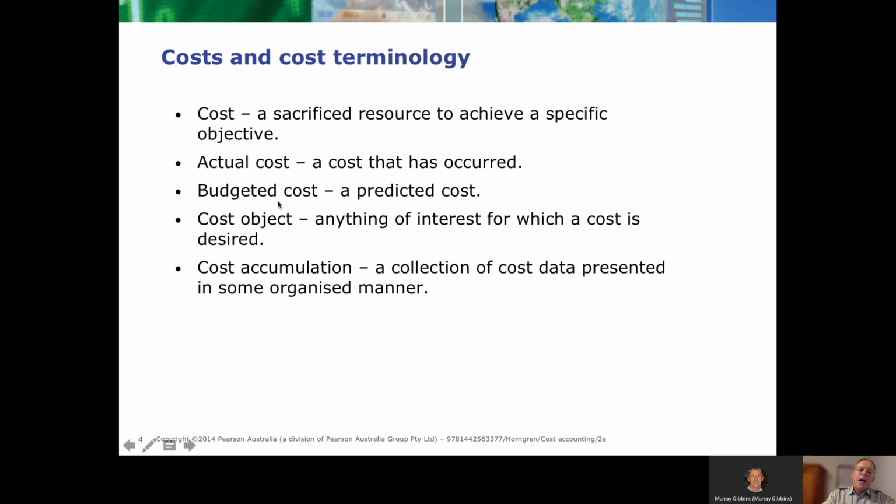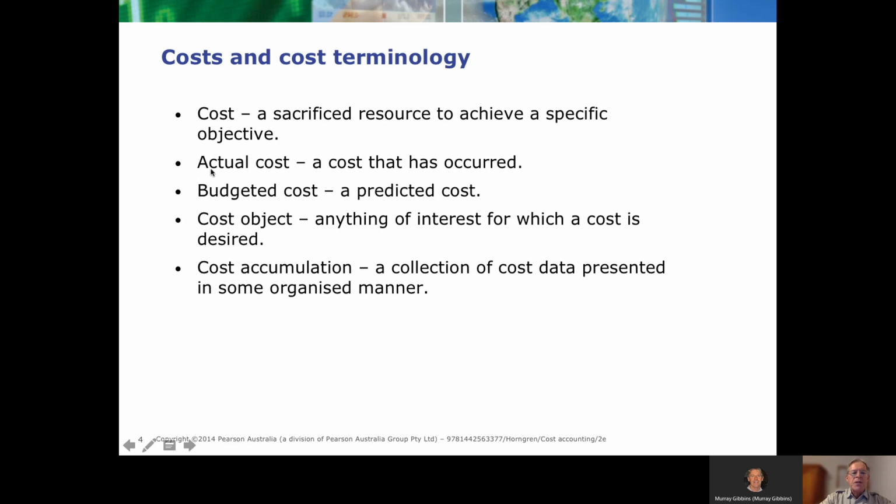So let's start, how do we define a cost? Well, it's defined as a sacrificed resource. Some funds have flowed out to either buy something, or it's cost the firm something to achieve a specific objective. So if our objective is to produce a particular item, what funds we've had to sacrifice to make that happen will be part of our cost. Sometimes the easiest things to define are harder. But anyway, let's move on.